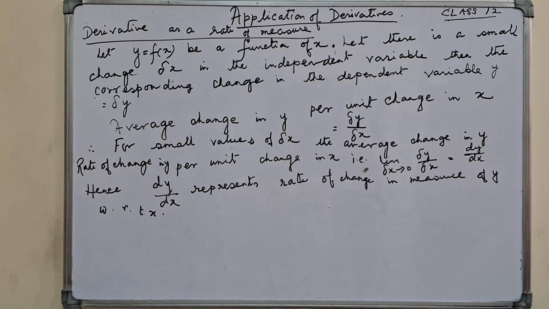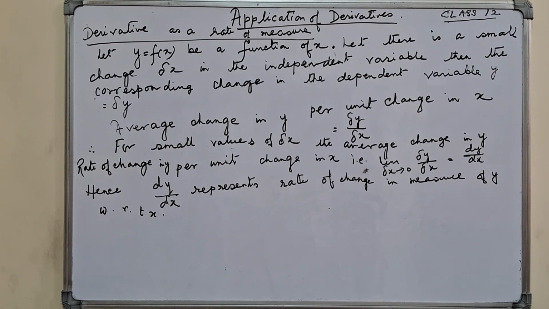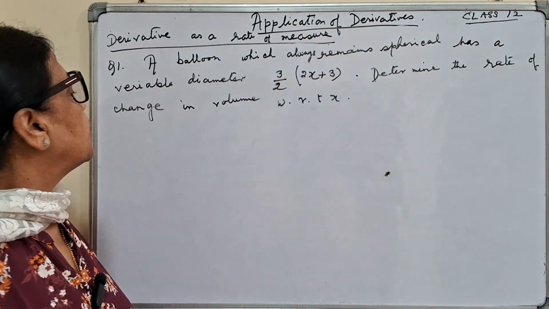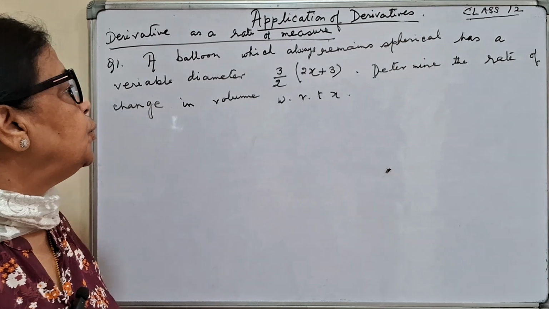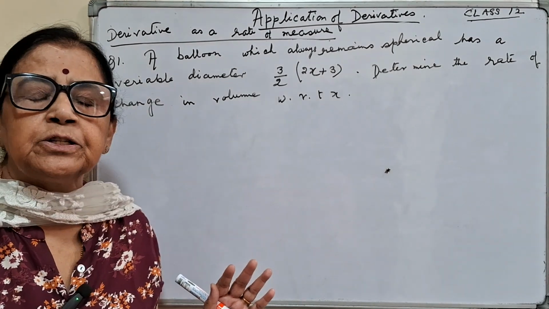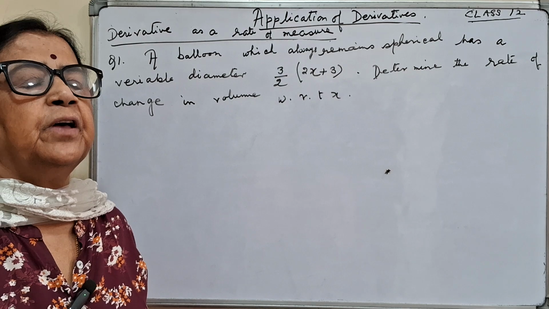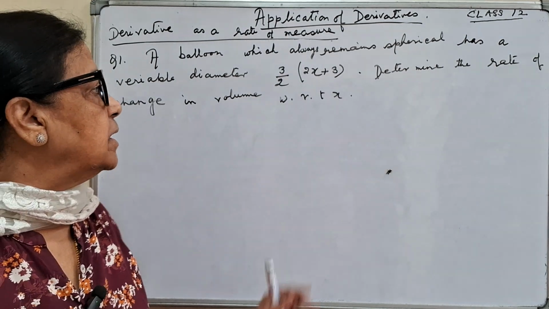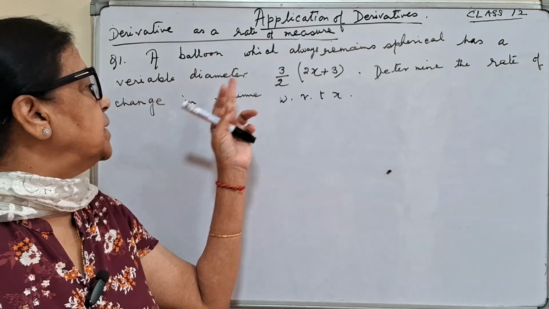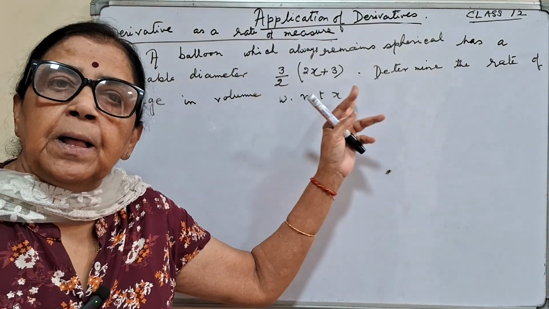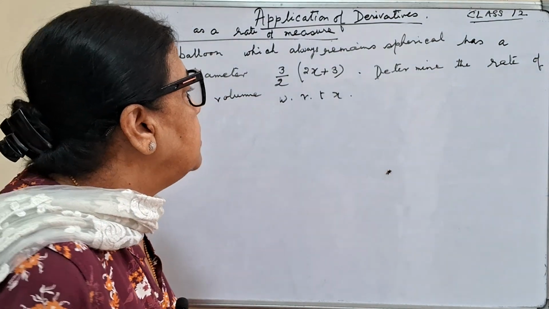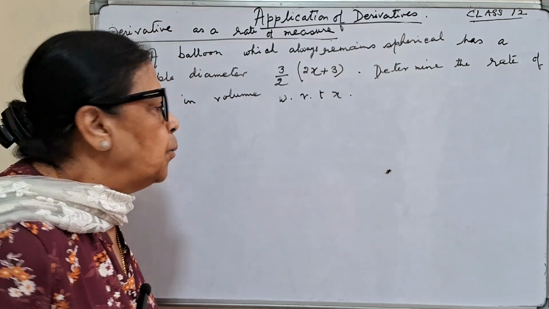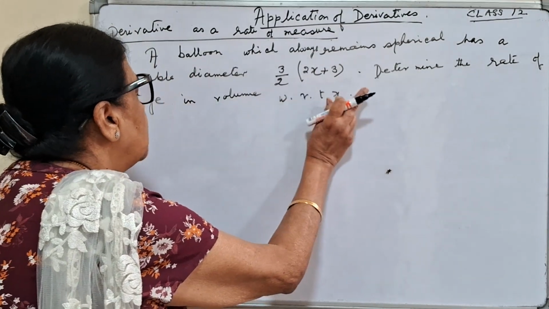4 by 3 pi r cube. Question number 1. A balloon which always remains spherical. Generally it is not spherical, but when we send a balloon on a satellite, they are mostly spherical. The spherical balloon has a variable diameter (3/2)(2x plus 3). Determine the rate of change of the volume with respect to x.